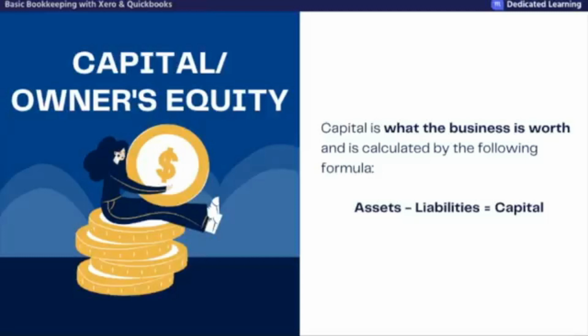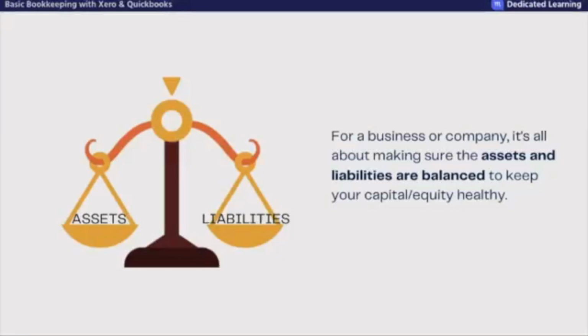In order to understand what this category exactly is or how you figure this out, we need to talk about how it's calculated by taking a look at the total assets minus your total liabilities, which then equals the overall capital or equity, again, which means how much the business or company is worth. In terms of the business or company, it's all about making sure your assets and your liabilities are balanced.